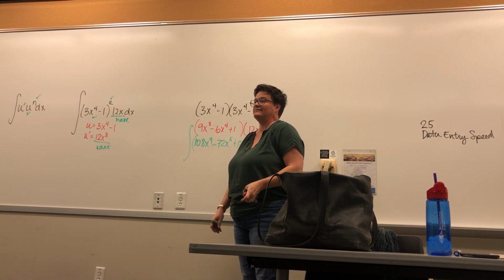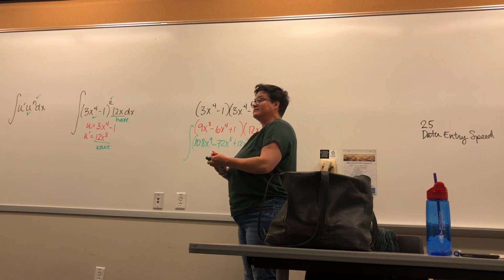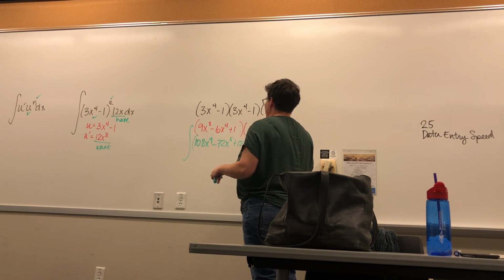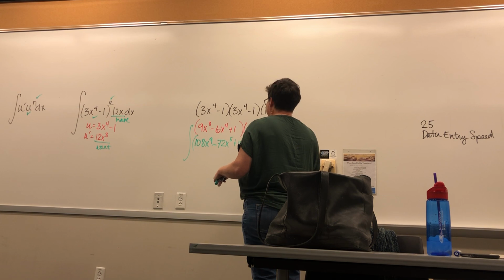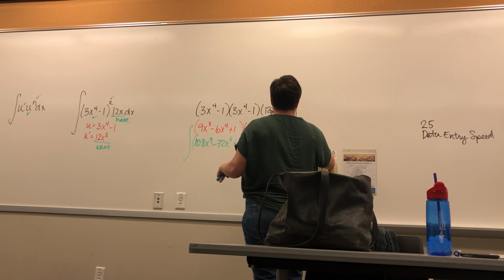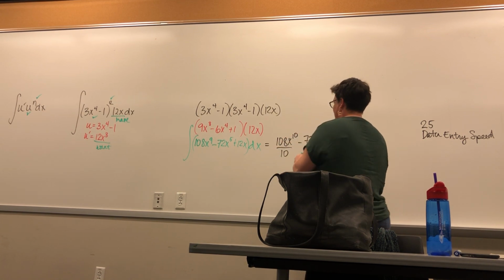And so you haven't finished it yet. You haven't finished that yet. Right, so the integral is 108x to the 10 over 10 minus 72x to the 6 over 6 plus 12x squared over 2 plus k. That's the answer.